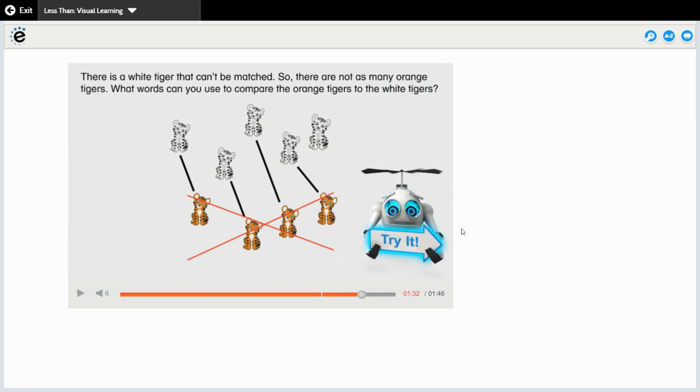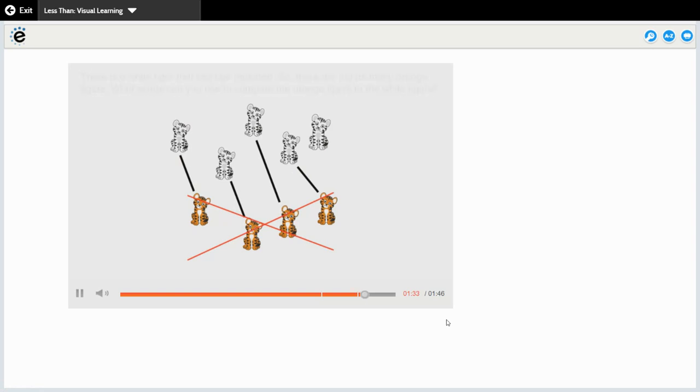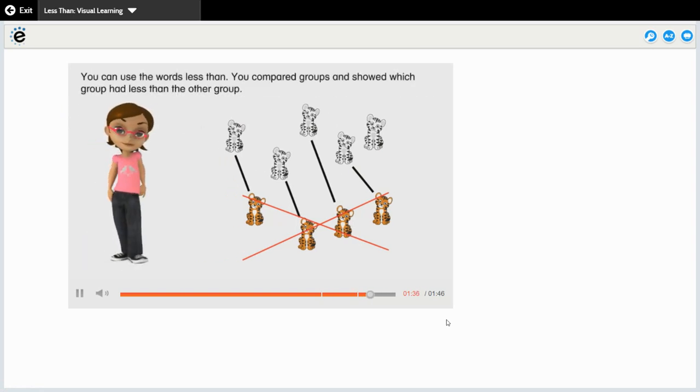All right, our robot is here to tell us to try it. Select each orange tiger to see if the number of orange tigers is less than the number of white. Oh, so every time you click one, it matches. Match, match, match. But I have an extra one, and I didn't have an extra orange one. So that must mean that there are less orange tigers than the white tigers. Very nice. You can use the words less than. You compared groups and showed which group had less than the other group. Good job! Awesome.